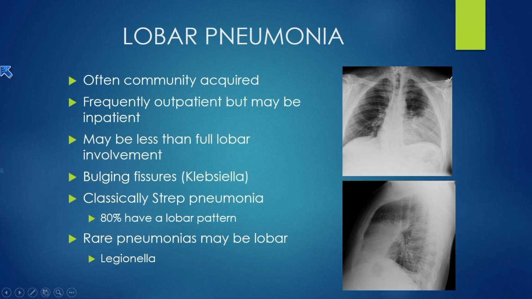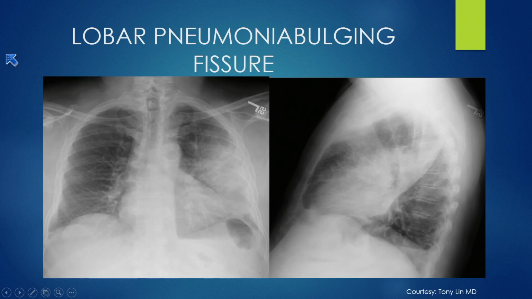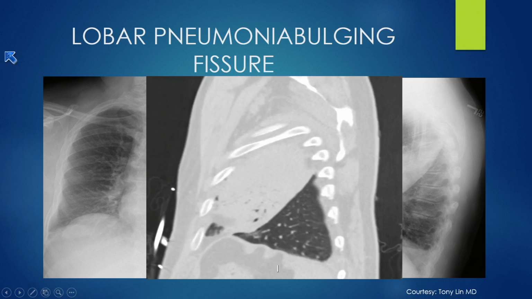And classic strep pneumonia, if it's not caught, has a lobar pattern as well. Other rare pneumonias can be lobar too. And there's a nice example on the radiograph showing you that. This is actually a case of bulging fissure pneumonia, which I think may have been Klebsiella. Here it is on CT.